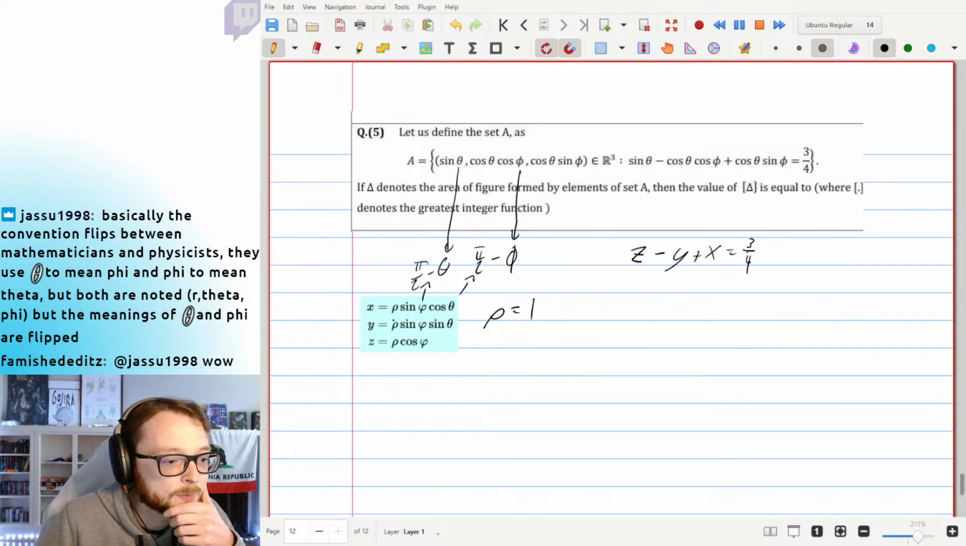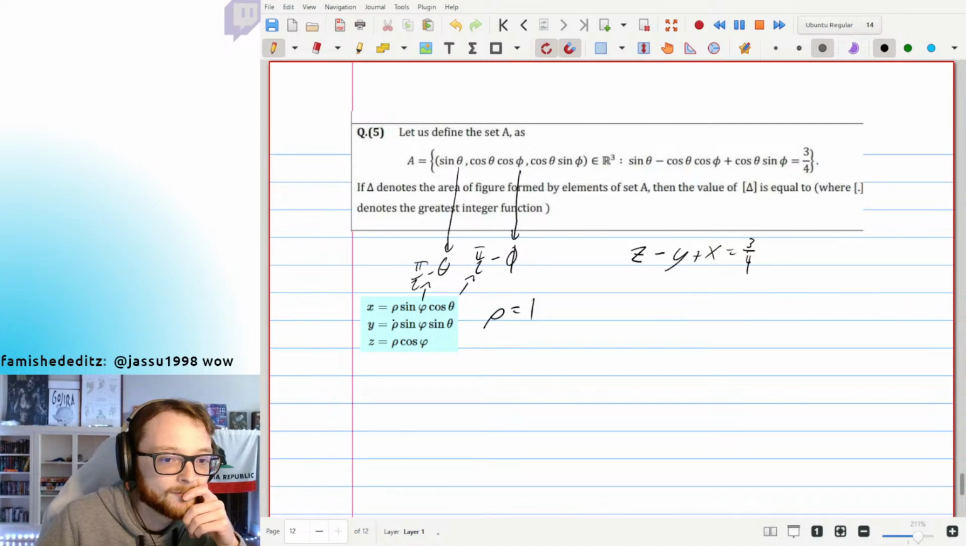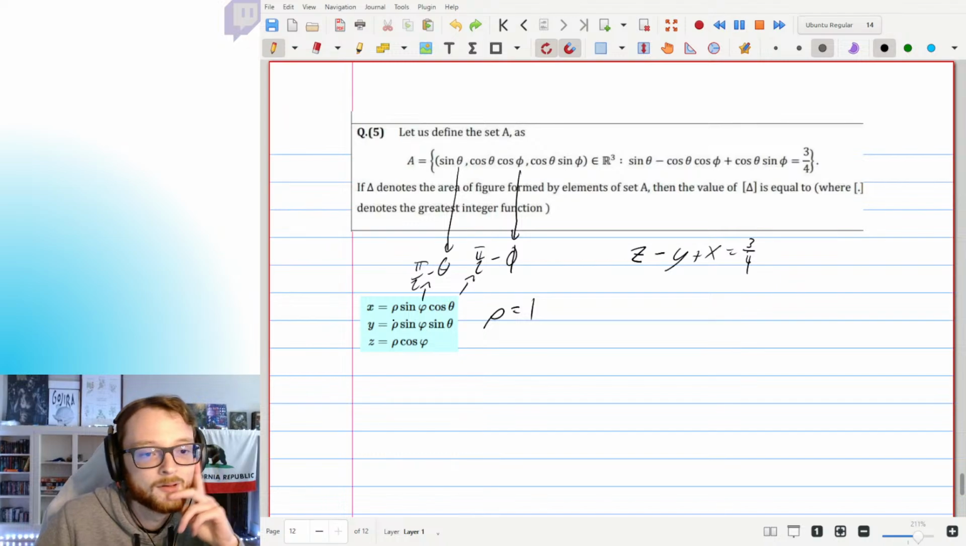Basically, convention flips between mathematicians and physicists. Yeah, right, I knew that in physics they flip those. But the thing is, I'm not sure that it's that exactly, because the trig functions are also different. I don't think it's as simple as a straight swap. Maybe it is, and I just don't know how to think about it, but I feel like it's more like something that I wrote here, a change of variables, but not a hugely significant one.